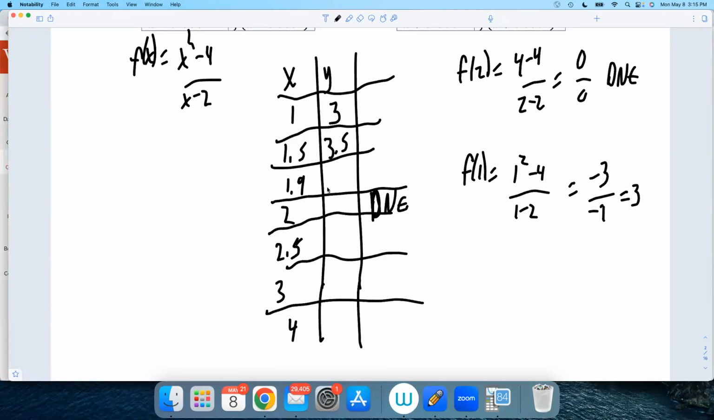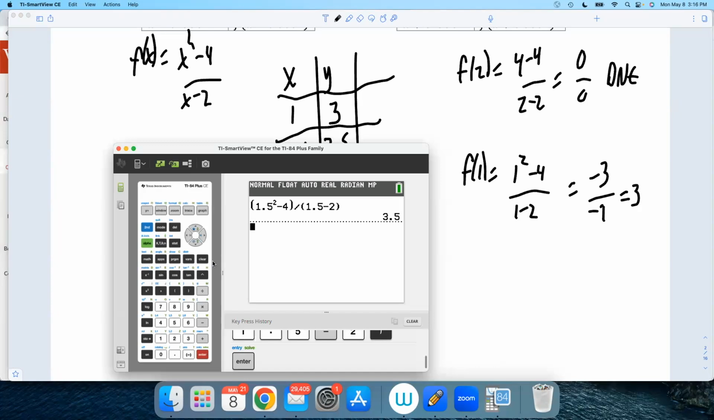And I could keep doing this. I could keep just plugging in one at a time, a bunch of numbers. Or here's a couple of shortcuts I could do. I could put this function in my calculator here under y equals. So let me start over and show you what I did. I went here to y equals, and I'm going to type in this guy here.